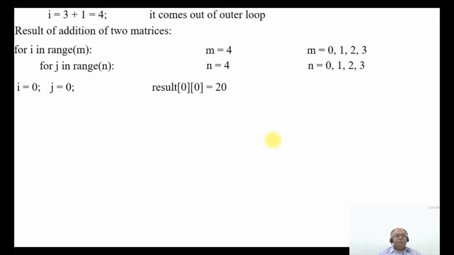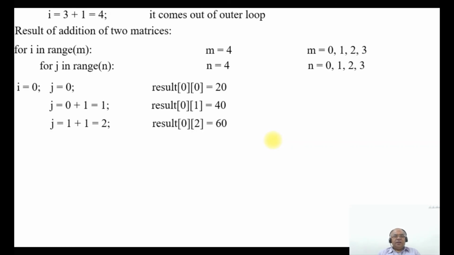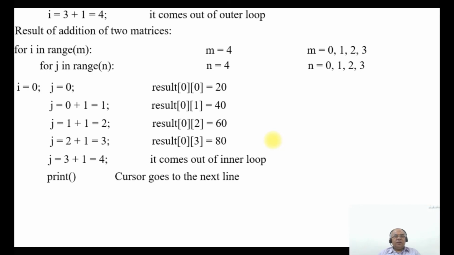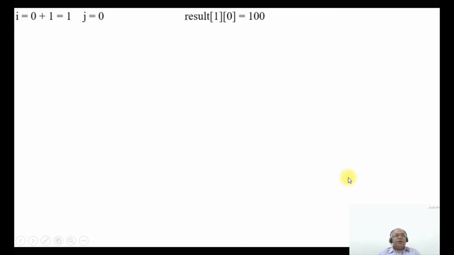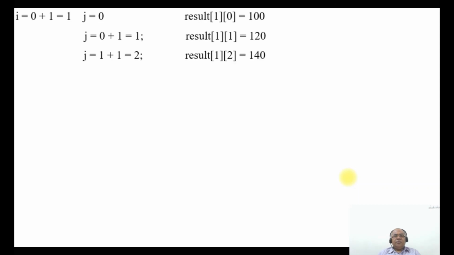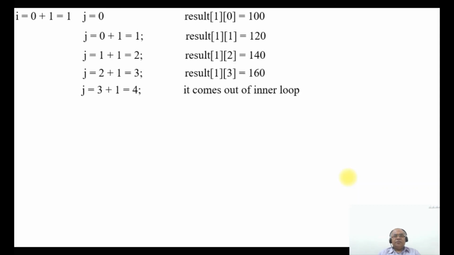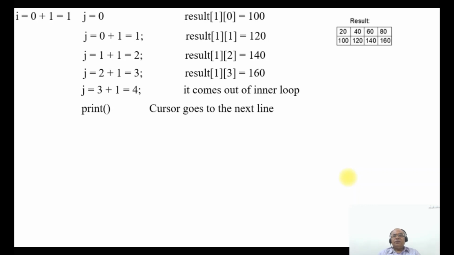So the result of addition of two matrices will be m is equal to 4, n is equal to 4. Then printing the matrix now, result of 00 is 20, 01 is 40, 02 is 60, 03 is 80. So it comes out of the inner loop. The cursor goes to the next line. Then for i is equal to 1, 10 is 100, 11 is 120, 12 is 140, 13 is 160. It comes out of the inner loop. It goes to the next line. You can see the result is 20, 40, 60, 80. Then 100, 120, 140, 160.